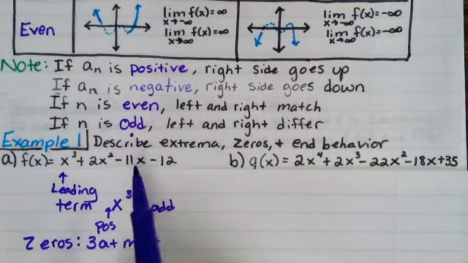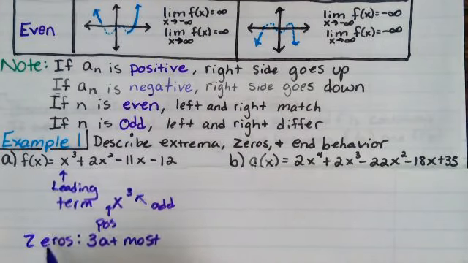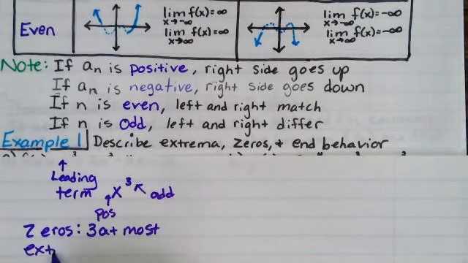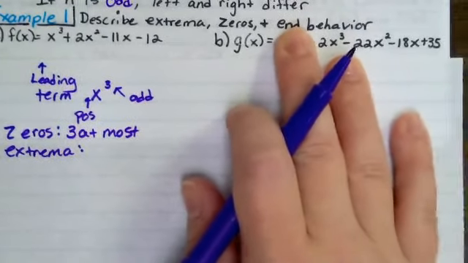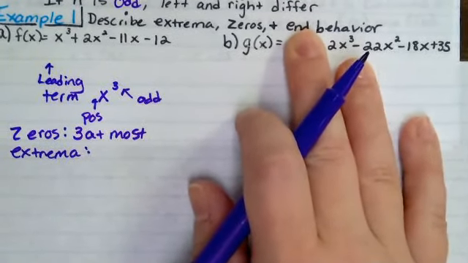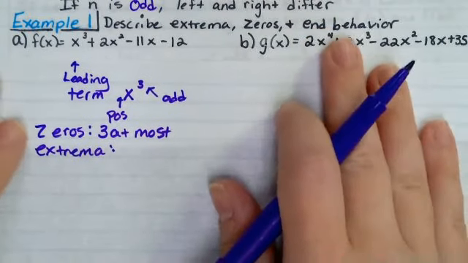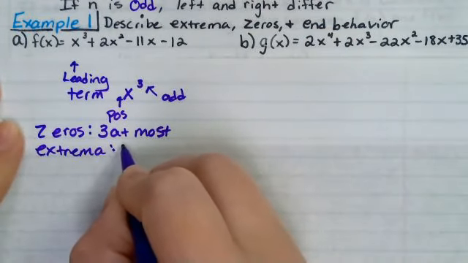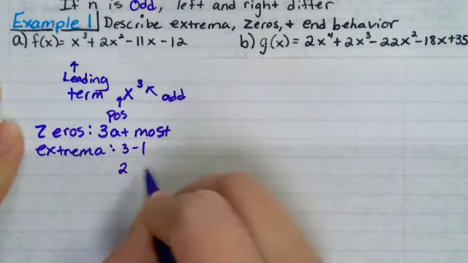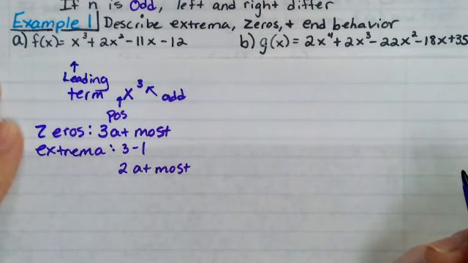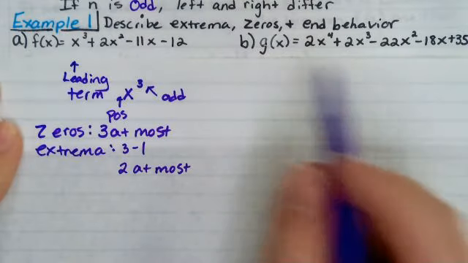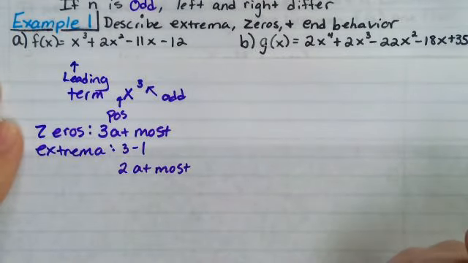We also could look at this and say, okay, what about my extrema? Well, extrema, didn't leave myself a lot of room, did I? My extrema will be n minus 1 as my potential extrema. Well, my exponent there is a 3. 3 minus 1 tells me that there's 2 at most. Extrema. Okay? That didn't ask about points of inflection. We could have given that as well.